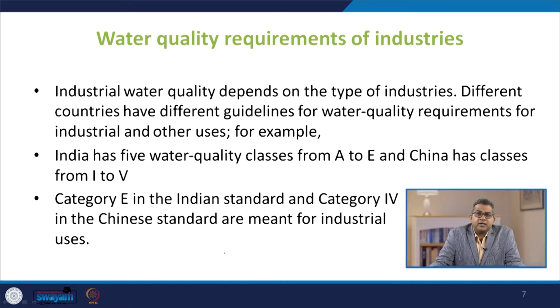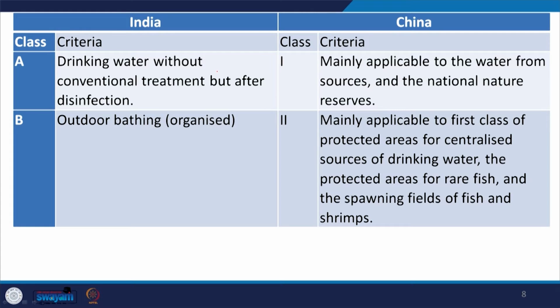Let us take an example: India has 5 water quality classes from A to E, and China has classes from 1 to 5. Category E in the Indian standard and category 4 in the Chinese standard are meant for industrial uses. Here we have depicted class A and compared it with China. Class A, referred to as class 1 in the Chinese criteria, is drinking water without conventional treatment but after disinfection, whereas in the Chinese aspect it is mainly applicable to water from sources and national nature reserves.